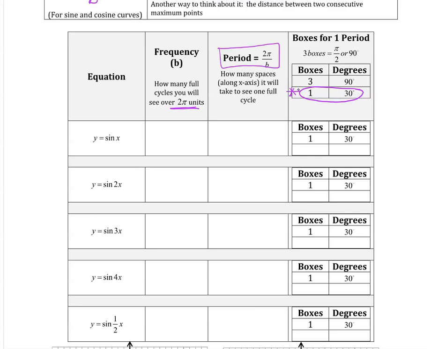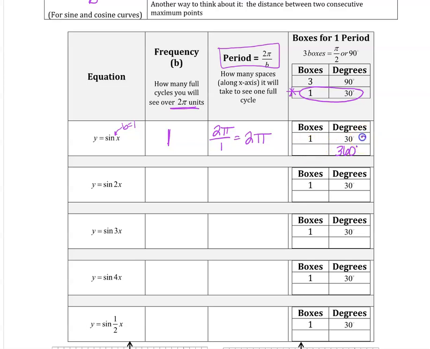All right, so starting with our basic, y equals sine of x. Because the b value, which is right in there, has nothing listed, it's a 1, that means the frequency is 1. So over 2 pi units, you would see one full cycle of sine. The period would be equivalent to 2 pi over 1, which is just 2 pi. Okay, so if we were to see one full cycle of this trig function, so one whole period, that would be 2 pi or 360 degrees. That would take us 12 boxes.